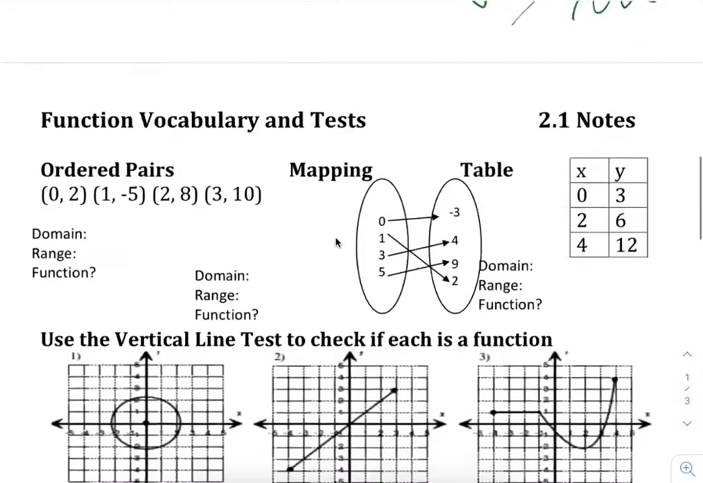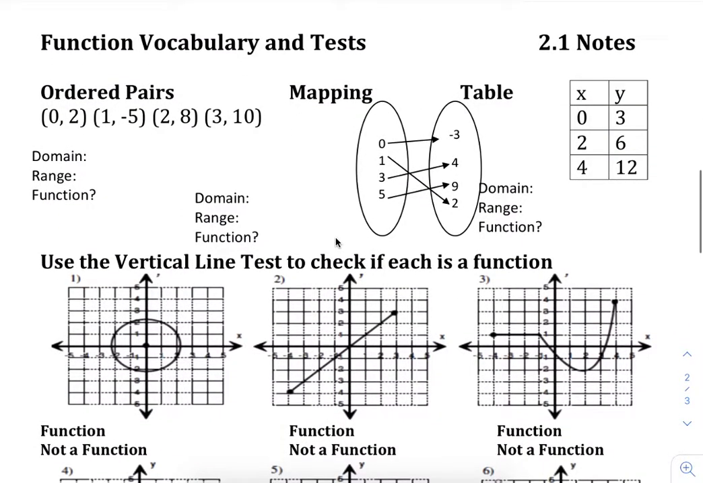Great. All right, so we're going to look at the top. So how do you test if you're given an ordered pair, a mapping, or a table? We're going to list out our domain and range, and we're also going to decide if it's a function, okay? I'm going to do function stuff in green. Domain, I'm going to stay pink. Range, I'm going to stay blue, okay? Let's go through each of these first of all and check if they're a function, all right?